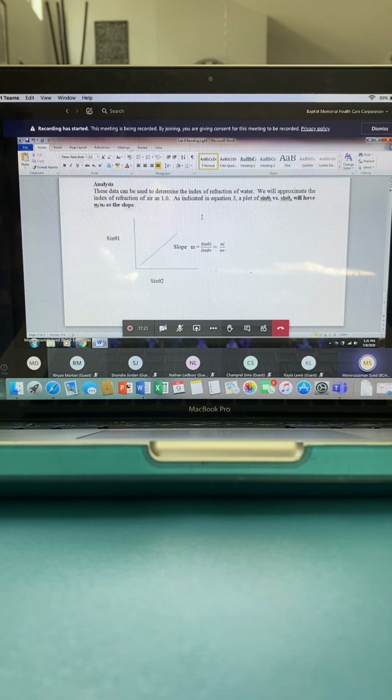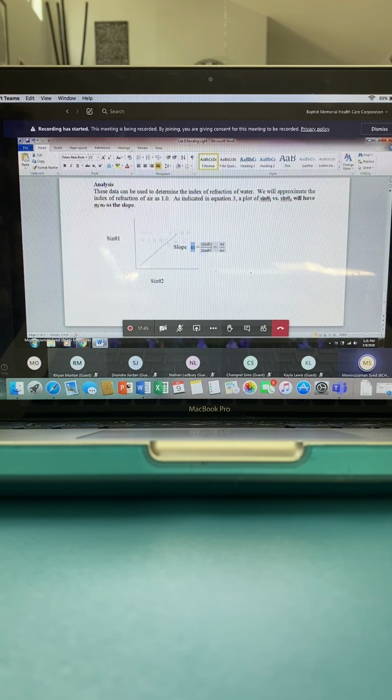When you have a straight line in Excel, there is a curve fitting option, and if you select that option, it is going to give you the m value. That is the slope of that straight line, and the slope is basically y over x. So this is your y value, this is your x value.